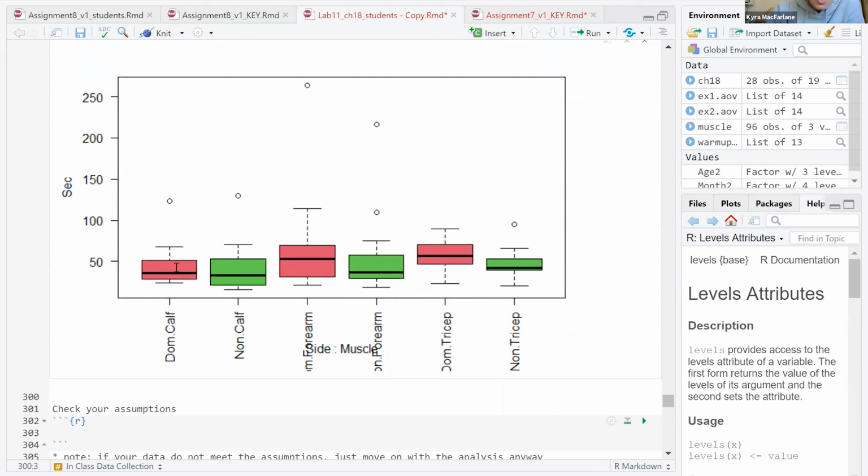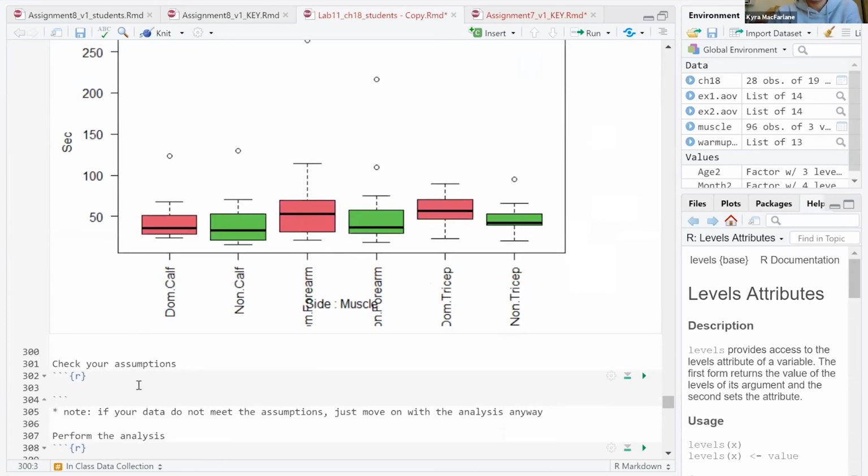So we already can kind of see a little bit of a pattern here where calf is maybe a little bit lower, forearm a little bit higher, and then tricep the highest maybe. And we can already see a pattern that our red is usually a little bit higher than green. So dominant is a little bit higher than non-dominant.